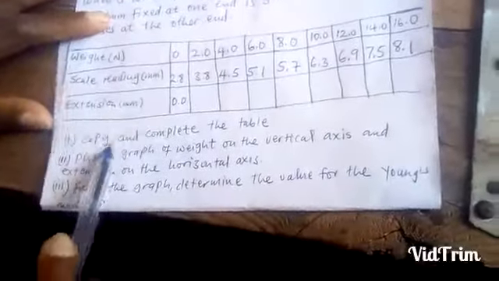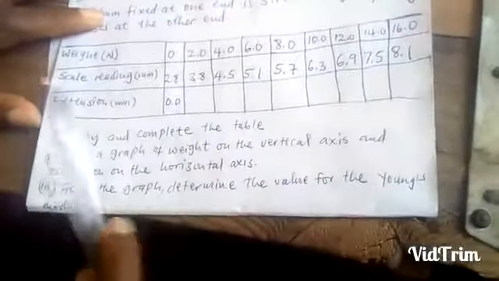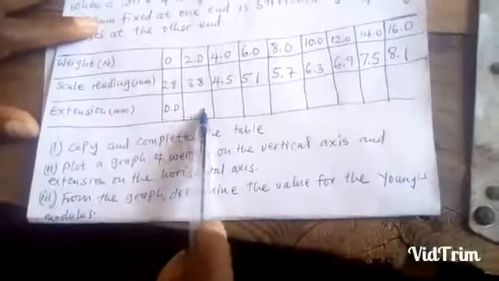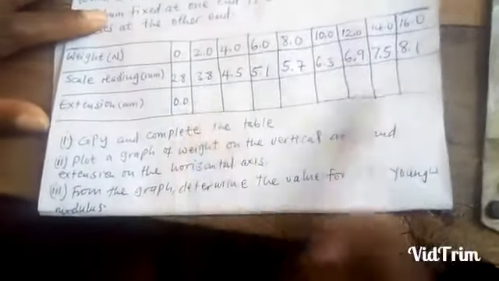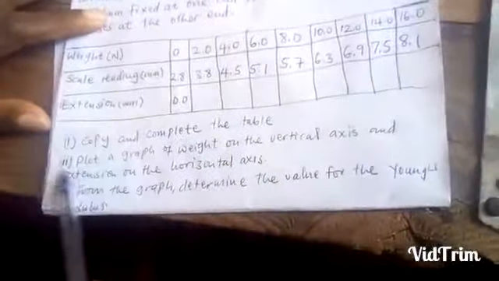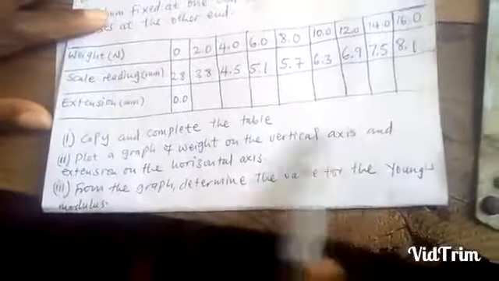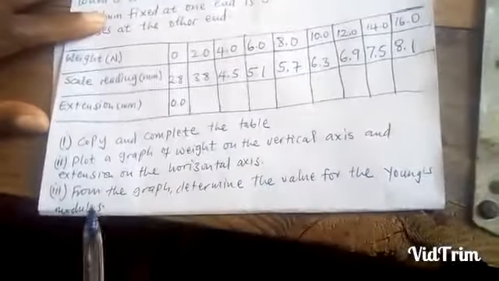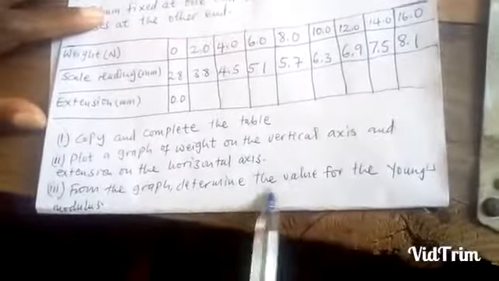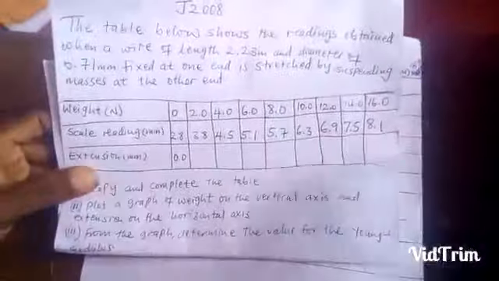Roman number 1 says copy and complete the table. That means the only areas we are to complete here are the values for the extension. These are the figures that we are to compute. After that, we plot a graph of weight on the vertical axis against extension on the horizontal. From the graph, you determine the value for the Young's modulus. We can do that by simply converting this now to vertical form. Have in mind we are in horizontal form this way, and we are now going to write it in vertical form, this column way.